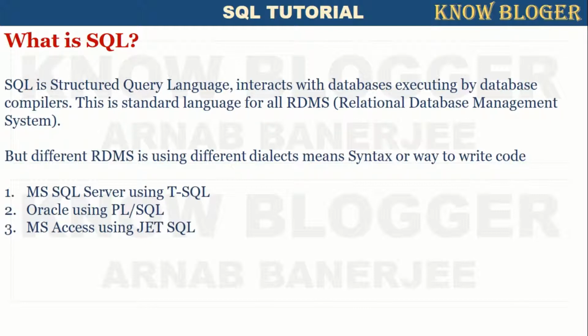Now what is SQL? SQL definition. SQL is the Structured Query Language. It interacts with the databases, executed by the database compilers. This is the standard language for all RDBMS, Relational Database Management Systems. But different RDBMS use different dialects, meaning syntax or way to write code. For example, MS SQL Server uses TSQL, Oracle uses PLSQL, MS Access uses JetSQL. All are SQL, but they are different in their own syntax and way to write code.